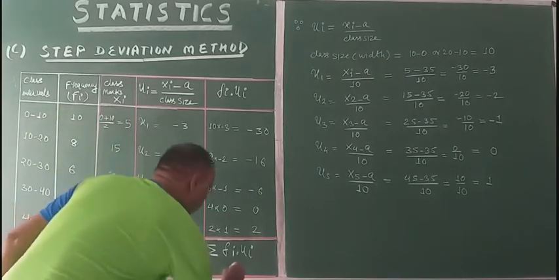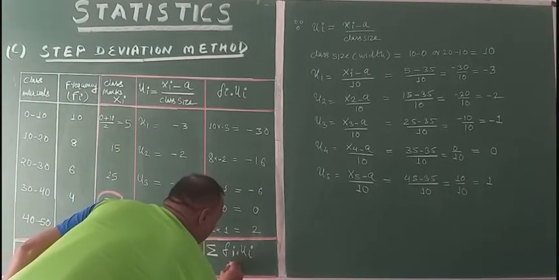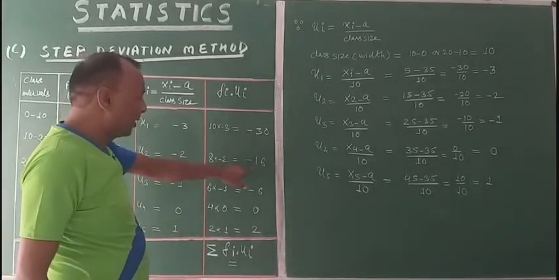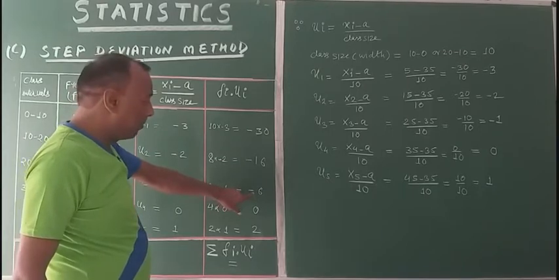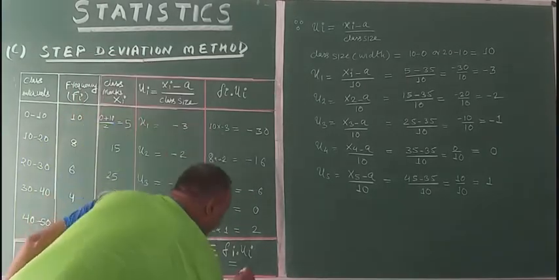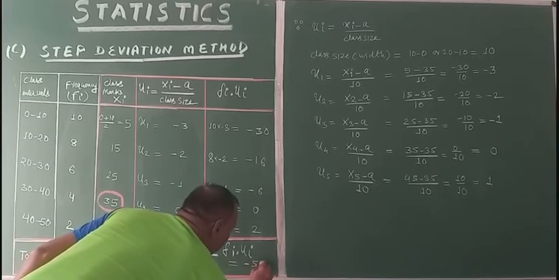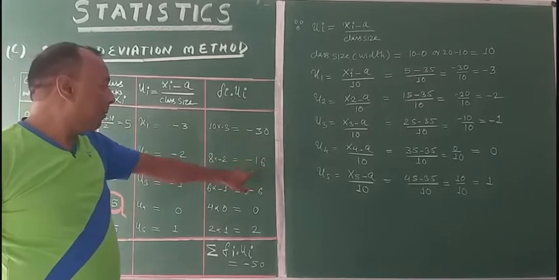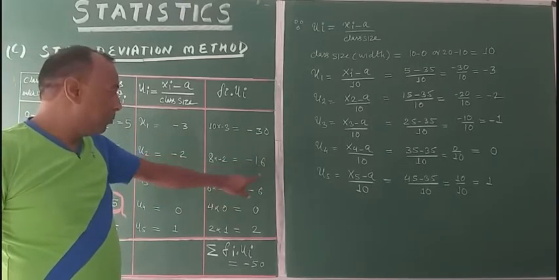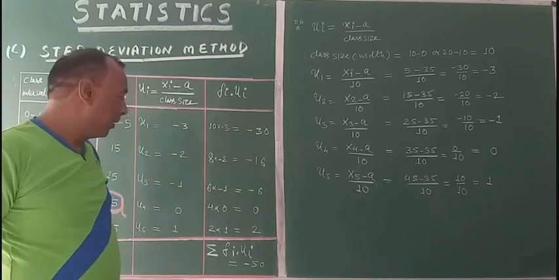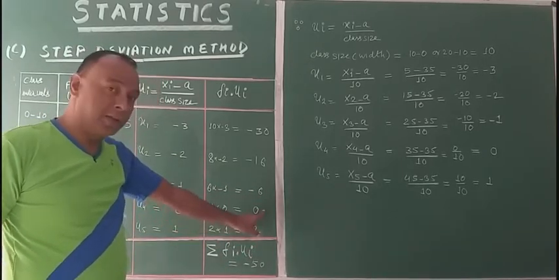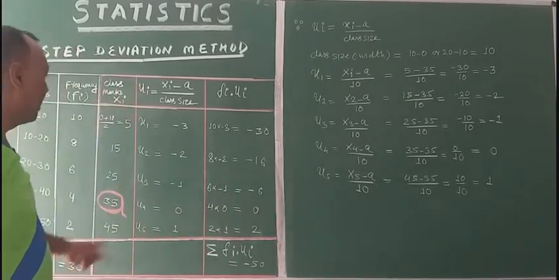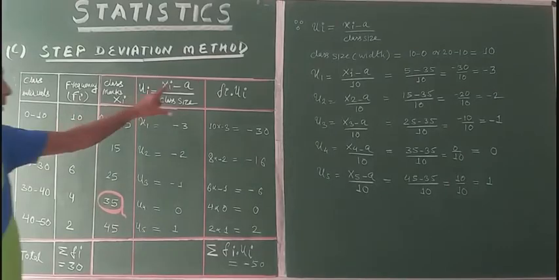Just look here. Minus 30 and minus 16, minus 46. Minus 46 and minus 6, minus 52. Minus 52 and plus 0. Again minus 52 and plus 2. That is minus 50. So in this way, we will calculate all these columns.